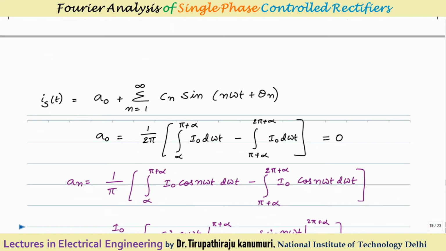So same thing I have represented here. From alpha to pi plus alpha it is I naught, and from pi plus alpha to 2 pi plus alpha its value is minus I naught. That's why I have written minus I naught.